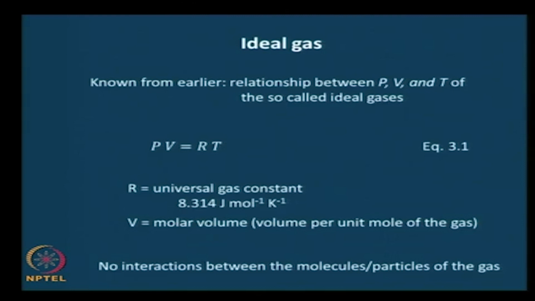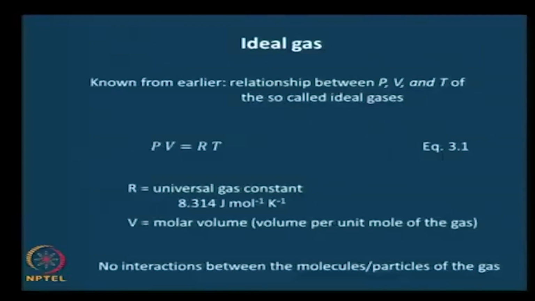In an ideal gas we get such a simple relationship because at the molecular level we consider no interactions between the molecules or the particles, to make it general, that comprise the gas. So that is what led to the ideality of the gas: no interactions.